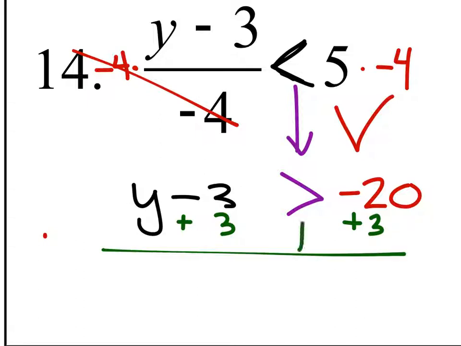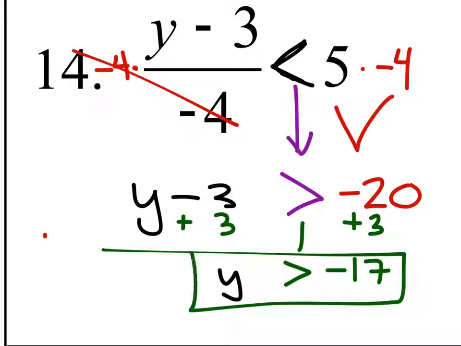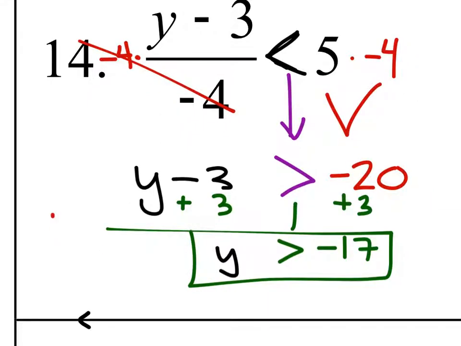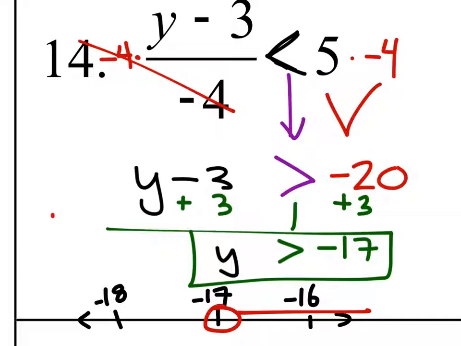And that doesn't do anything to the inequalities, which we should know from last time. So negative 20 plus 3 is negative 17. Very good. So there's the inequality. Then we'll just use this down here as the number line: negative 18, negative 17, negative 16. Negative 17, open or closed? Open, going to the right, very good, because it's eating the y.